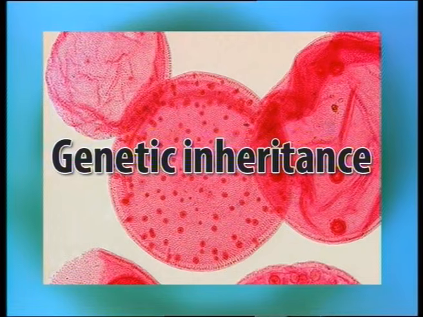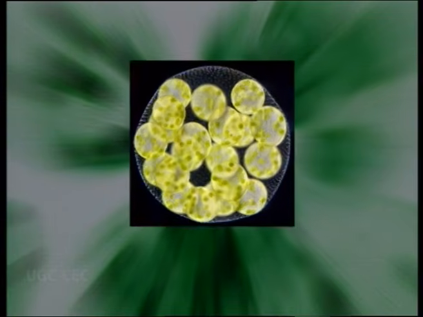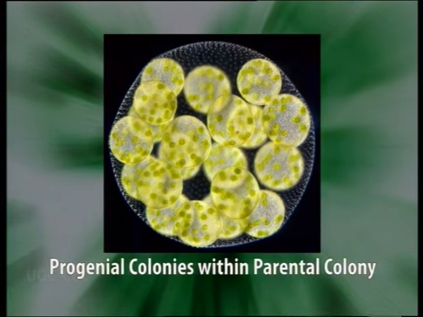That means, irrespective of the means of propagation used, whether it is asexual or sexual, the parental colony is comparable to the progenial colonies, but this is governed by whatever genetic inheritance is owned by both male and female gametes, as well as those cells which show signs of vegetative multiplication, depicting thereby that in case of Volvox, the vegetative means of propagation as well as sexual means of propagation are facilitating creation of progenies which are morphologically, functionally, habitat-wise as well as habit-wise the same as the ancestral parental generations.